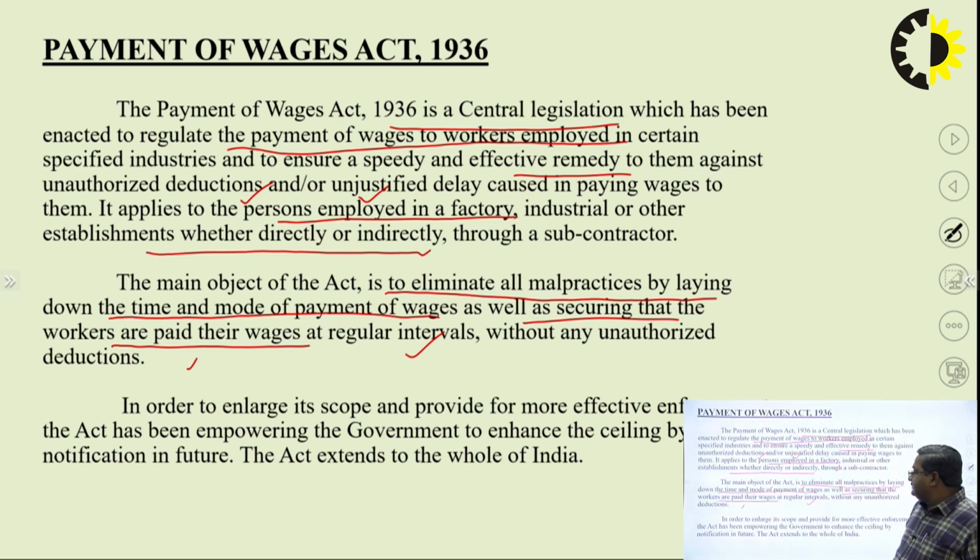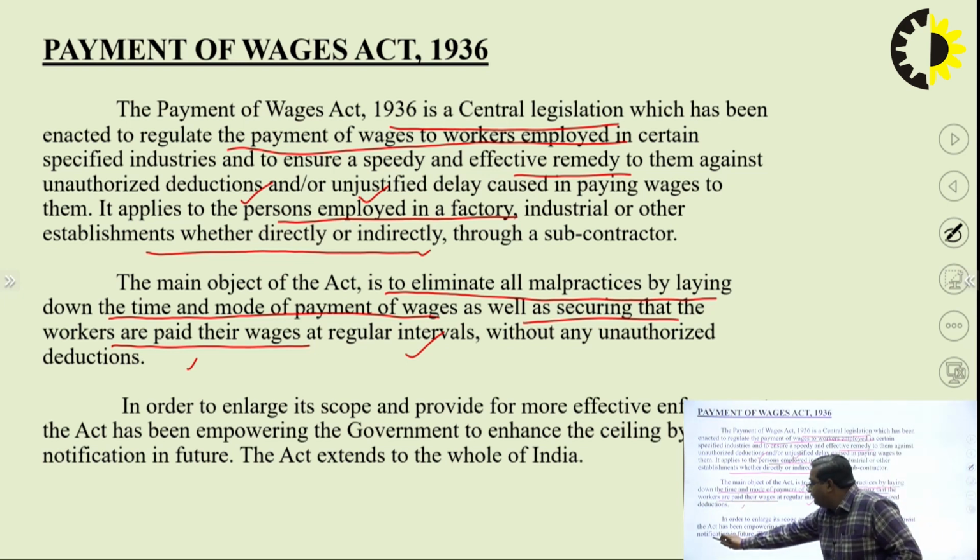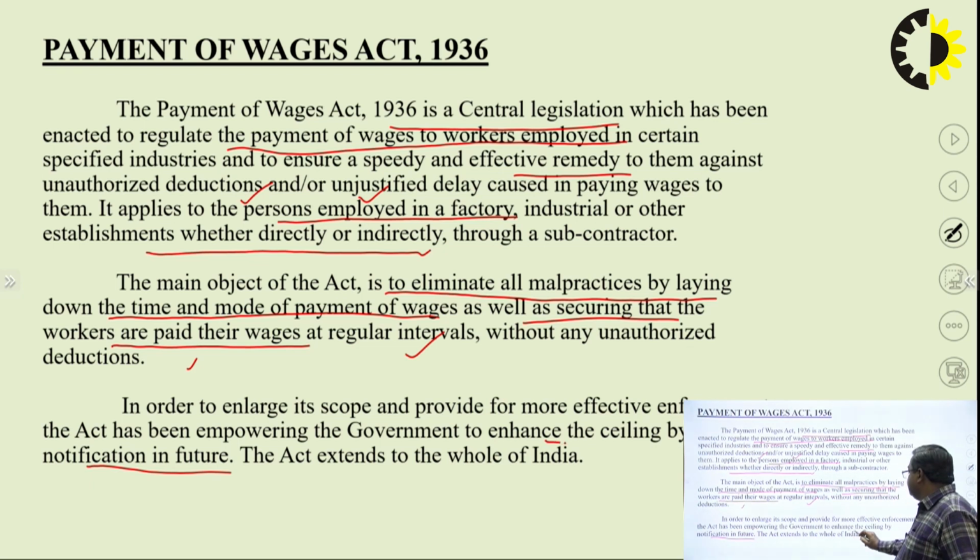In order to enlarge its scope and provide for more effective enforcement, the Act empowers the government to enhance the ceiling by notification in future. Ceiling is said to be the limit, the upper limit or the minimum limit we can say. The importance is that the wages to the workers should be paid so that they can sustain their living, and the basic needs they can fulfill by those wages. The Act extends to the whole of India.